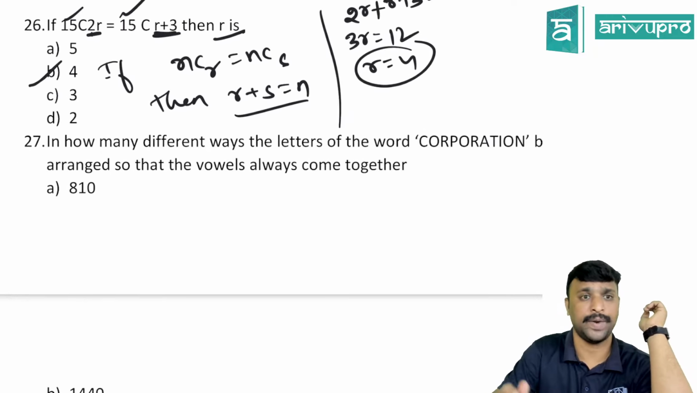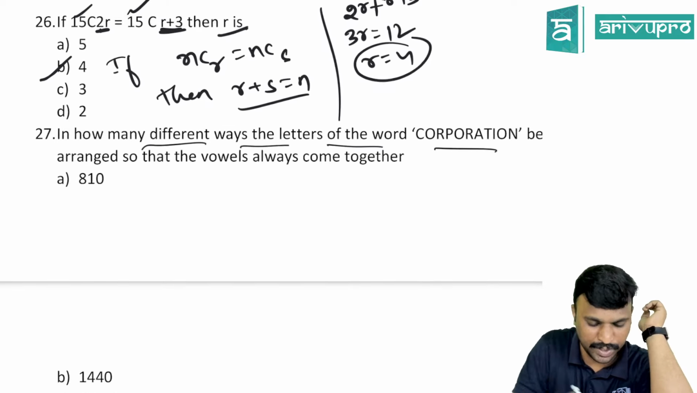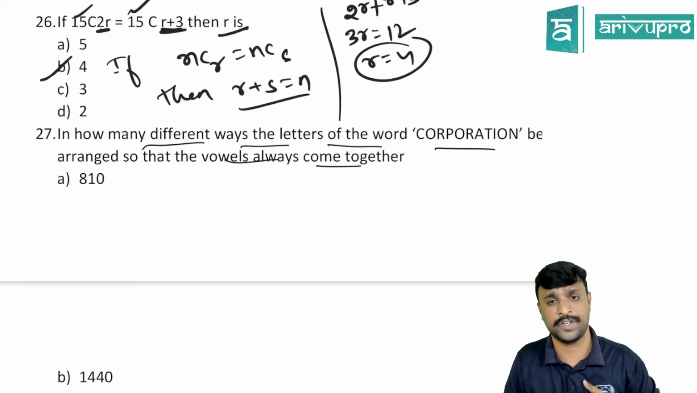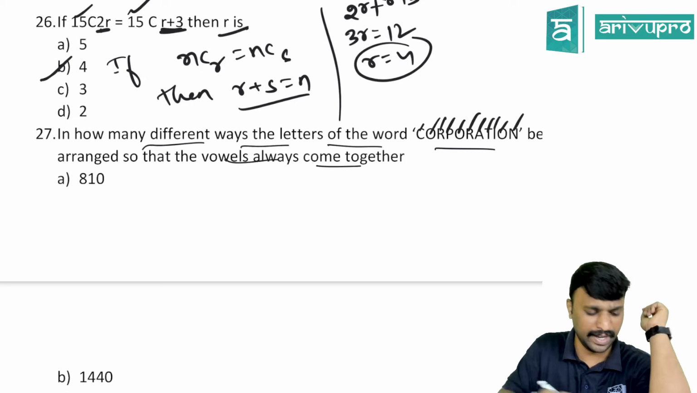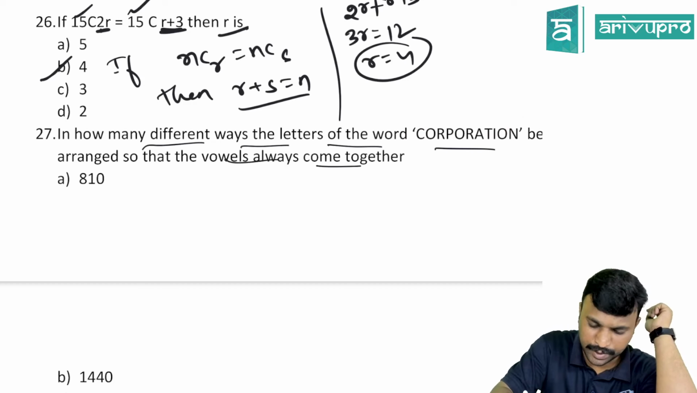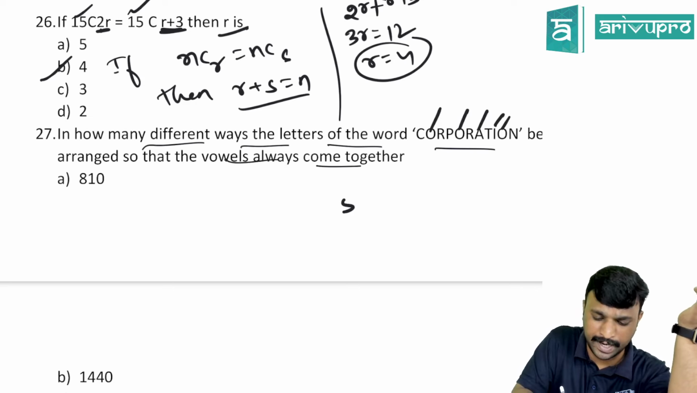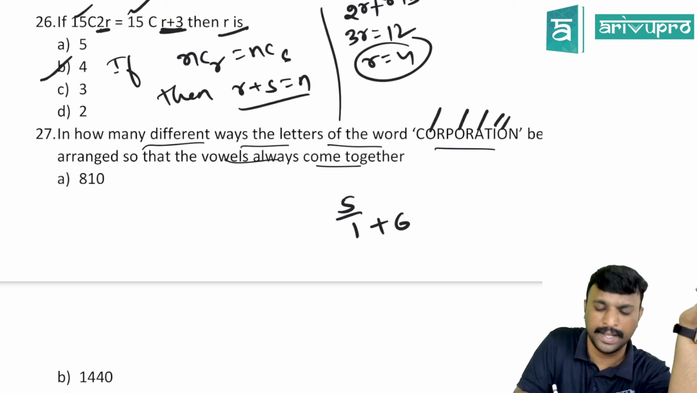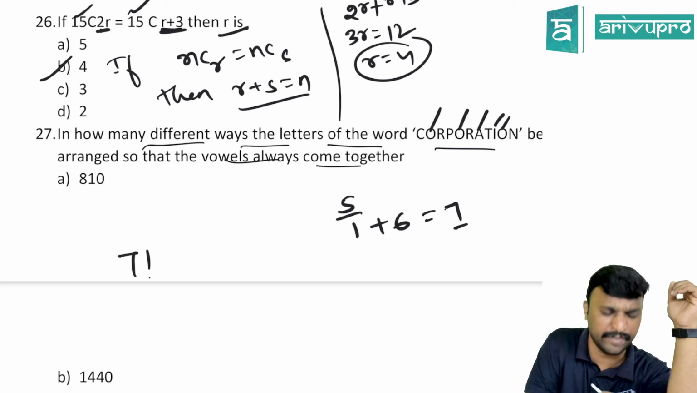Guys, look at question number 27. In how many different ways can the letters of the word CORPORATION be arranged so that the vowels always come together? First of all, count the number of letters: 1, 2, 3, 4, 5, 6, 7, 8, 9, 10, 11. There are 11 letters, out of which 5 are vowels and 6 are consonants. So the 5 vowels are taken as 1 and the 6 consonants. 1 plus 6 is 7 letters, so 7 letters can be arranged in 7 factorial ways.